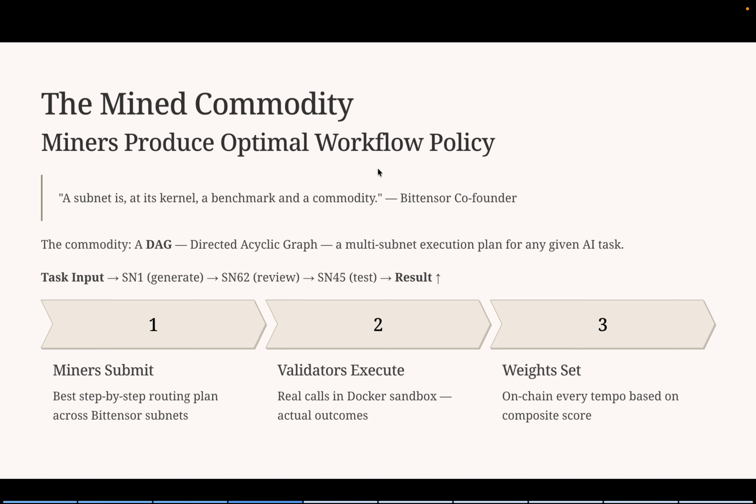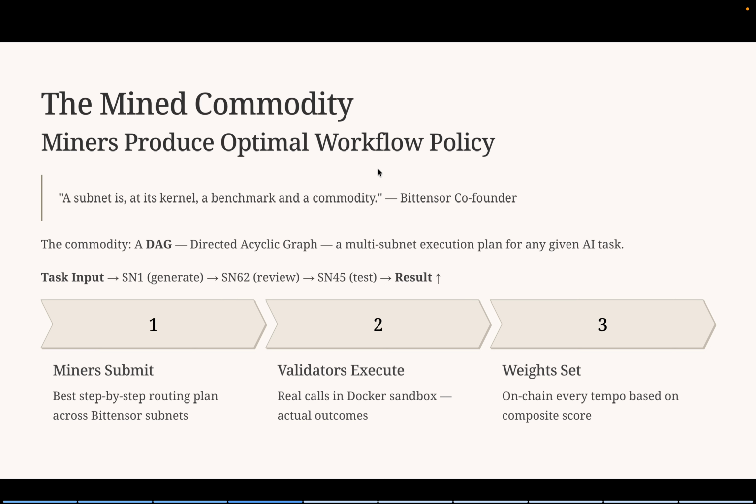Bittensor's co-founder said, a subnet is at its kernel a benchmark and a commodity. Define what you are measuring, define what miners produce, everything else is noise. On C-SWON, miners produce DAGs, directed acyclic graphs, multi-subnet execution plans. Validators execute those plans in sandbox Docker environments, measuring real tasks, real success, real tau cost, real latency, and real reliability. The best orchestrators earn the most alpha. The network continuously learns optimal workflow policy through competitive pressure.